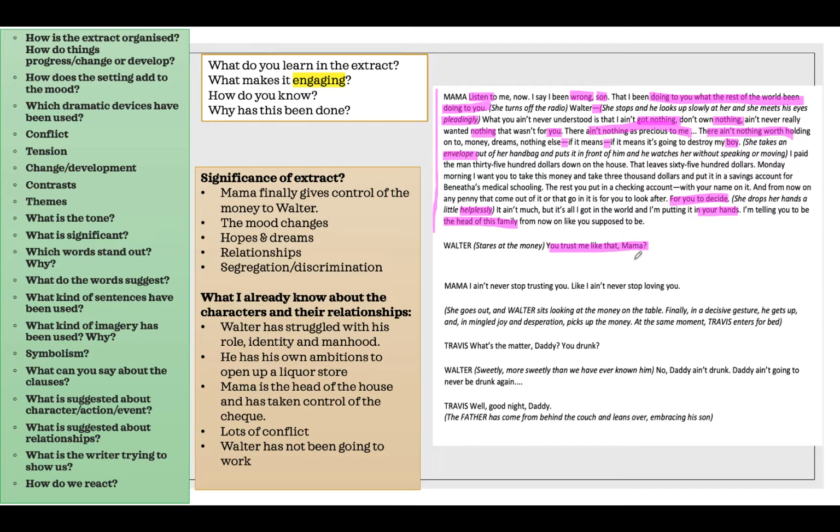And again, this links to show their relationship. So the use of son, the use of boy, the use of Mama just really binds them together. And again, we have them sharing words. So they shared the word wrong earlier on. Now they're sharing the word trust. So maybe this shows that their relationship has now developed and they've got to this point where they trust each other.